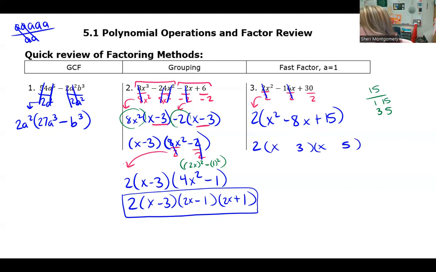And now to decide the signs, and this only works with fast factoring. So when you're splitting the middle, you have to do a little different. But when you're fast factoring, you look at the middle term. The middle term is negative. The bigger number has to be negative. So we'll make it -5. And from -5, would I add or subtract to get to -8? Subtract. I'd have to get more negative. So I'd have to subtract.